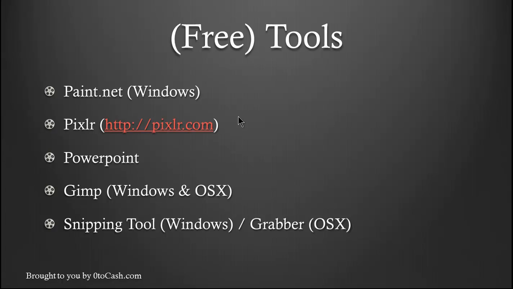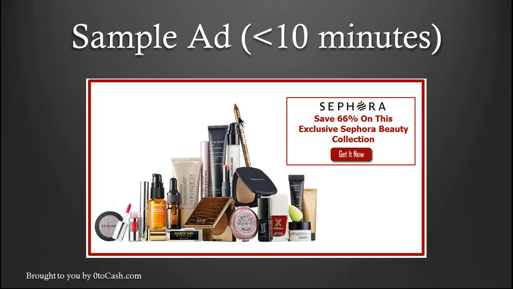And with that, you'll know everything you need to be able to create pretty compelling and good ads for the Facebook platform. So here's the sample ad we're going to create. This is from the Sephora offer that we saw in module number 2. Not a lot to this. We just have an image shot, what's called a hero shot. Everything is bounded by a maroonish type box. And then we just say Sephora, save 66% on this exclusive Sephora beauty collection. And then a little get it now button.